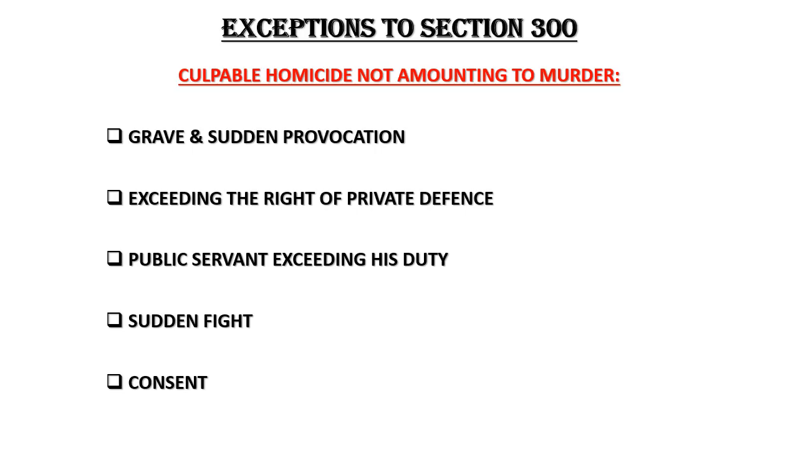Coming to the exceptions of Section 300, these are the cases where we can say that culpable homicide does not amount to murder. These include firstly grave and sudden provocation. Grave and sudden provocation are the cases where the person, due to the provocation given by the deceased person, acts in a way which is so sudden that he is unable to understand the consequences of his act and he causes the death of that person who has given the provocation.